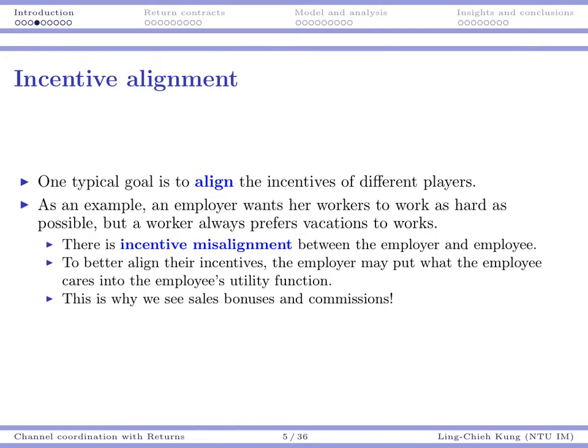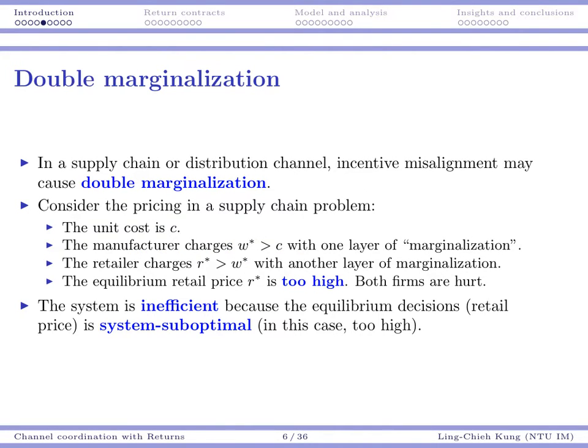That's incentive alignment. When there is no incentive alignment, we may see something called double marginalization. You actually have seen it in the past. This typically happens in a supply chain or distribution channel. Suppose we reconsider the pricing problem in a supply chain. The unit cost is c, and then the manufacturer charges a wholesale price w* that is greater than c.